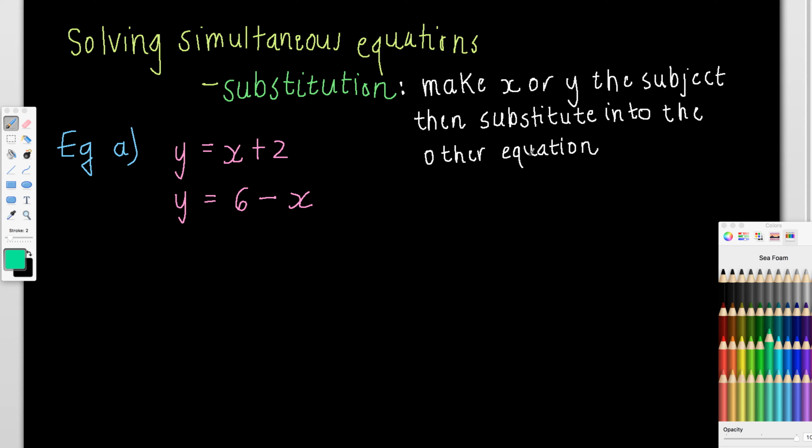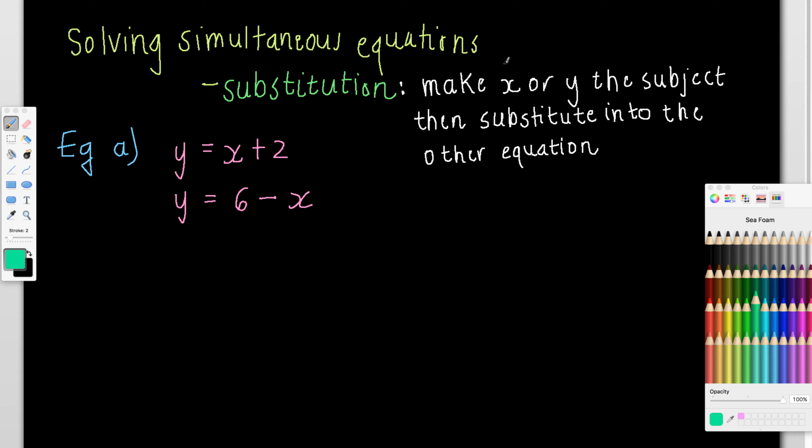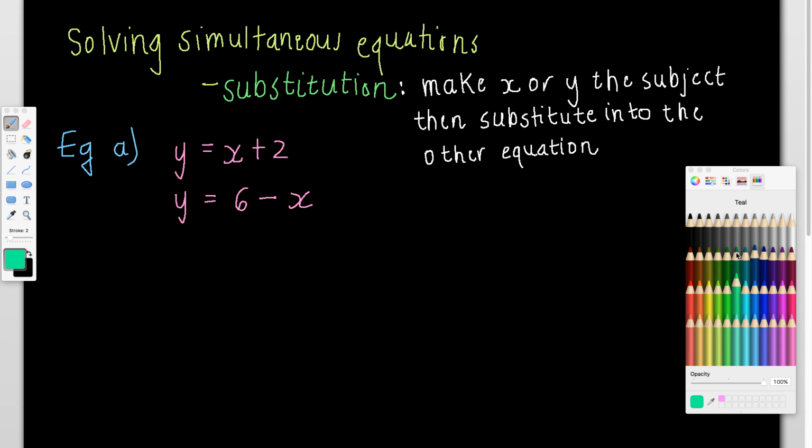So I'm going to use the same equations that I had before and show you what I mean. First of all, when you are doing substitution, you always need either x or y to be the subject of the equation. So just one of your equations needs x or y to be the subject. Now, the ones that I've given you here, you can see y is the subject in both of these equations, so we can proceed without having to rearrange anything. So effectively what we're going to do here is you'll see that y is equal to x plus 2, but y is also equal to 6 minus x.